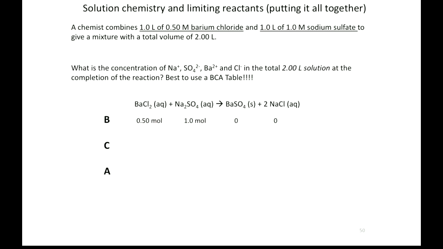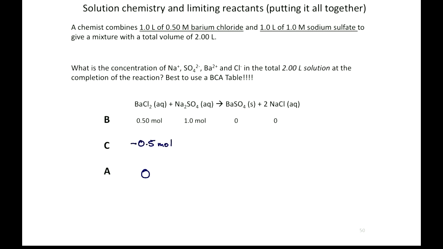So just looking at the mole amounts here, can you clearly see which reactant is the limiting reactant? It's the barium chloride. There's less of it, and everything's a 1-to-1 ratio, so it's nice. So the limiting reactant, what's special about that in a BCA table? It gets completely consumed. So after, there should be 0. That means the change line for barium chloride should be negative 0.5 moles.